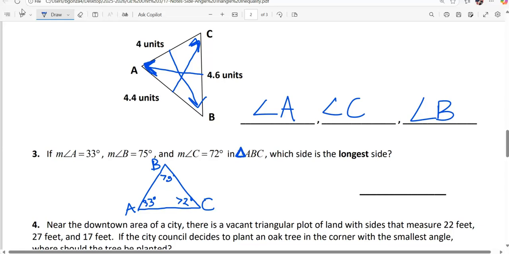Now, what is it asking for? Which side is the longest? So if I want the longest side, I need the biggest angle. Which angle is bigger? 75. So I start at 75. I go straight across. What is this segment called across from 75? A to C is AC. Cool? All right.